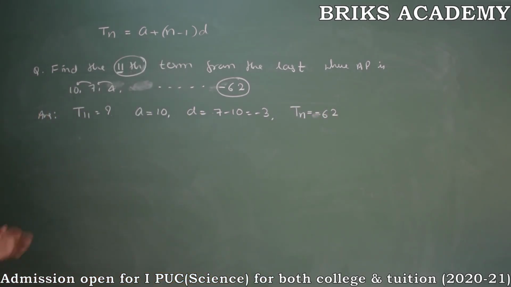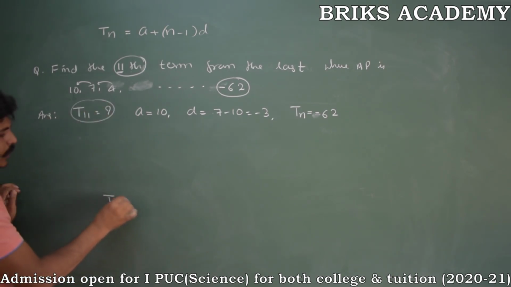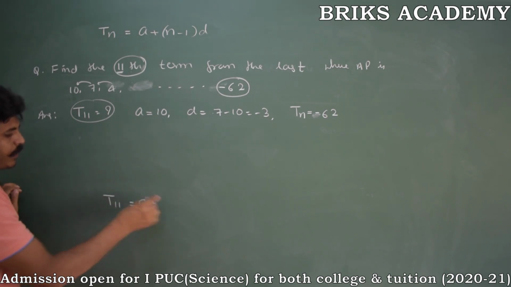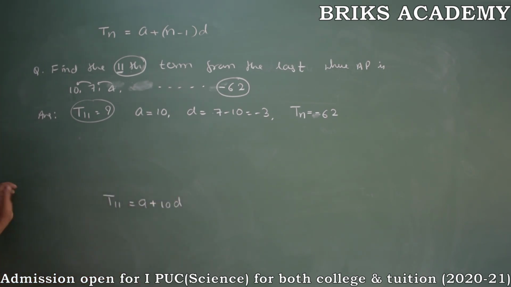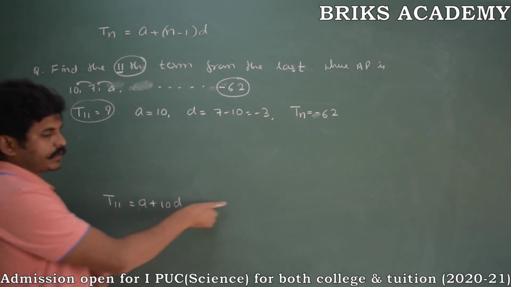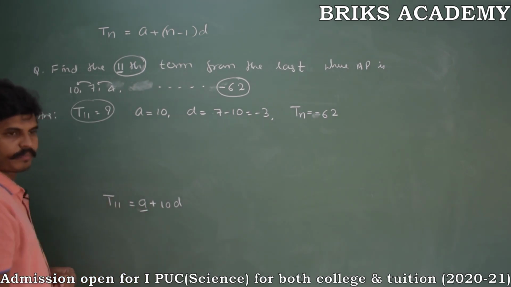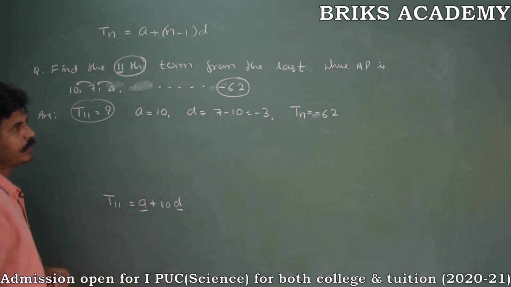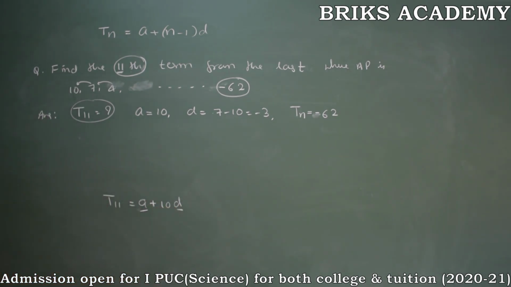First of all, to find the 11th term, what is the 11th term formula? The 11th term is a plus (11 minus 1) d, that is a plus 10d. Am I right? But this formula is applicable from the first. I know a, I know d, substitute and it comes. But the question asks from the last.